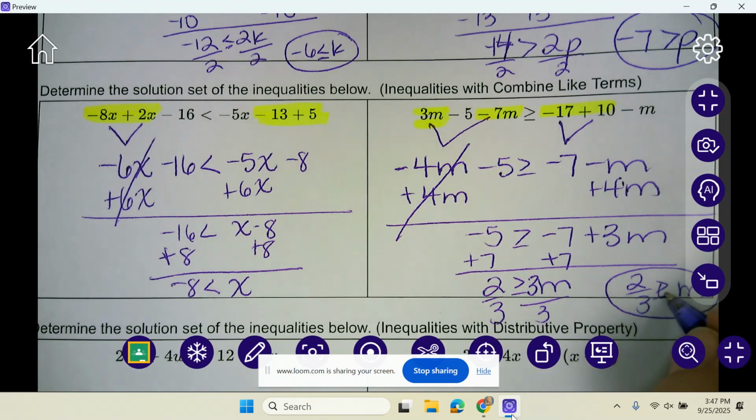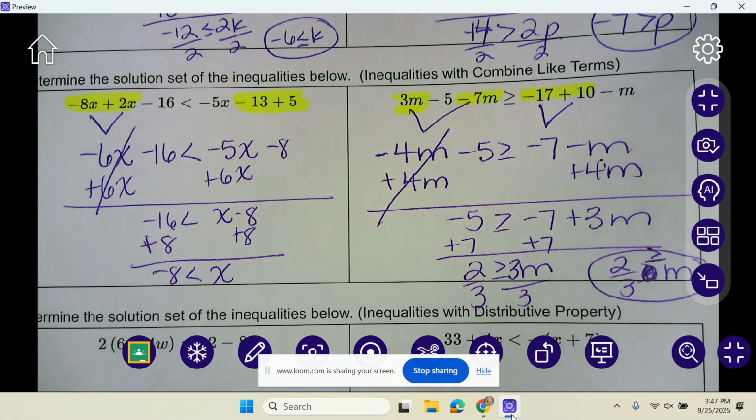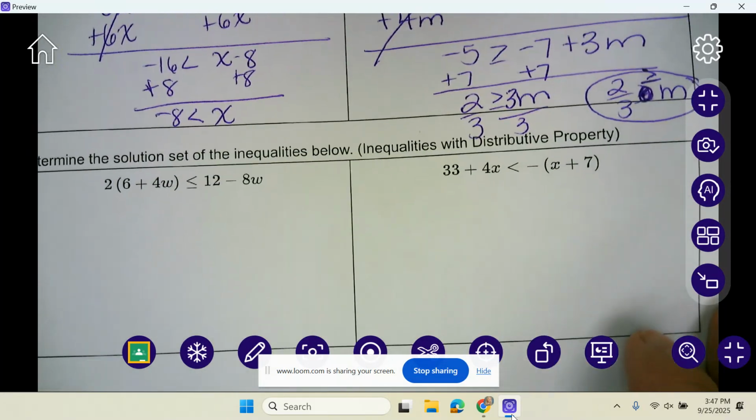Oops, wait. We're dividing, wait, yeah, hold on. That was correct. Ignore me. I was looking at the other way if I would have moved that other m. But anyways, that's correct.